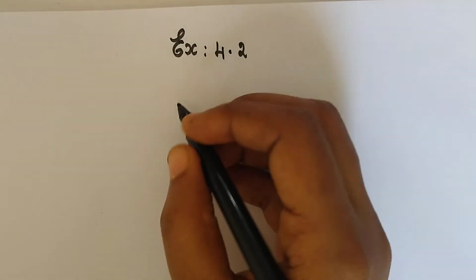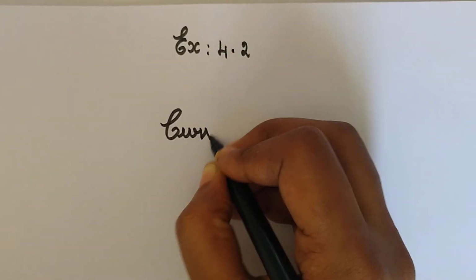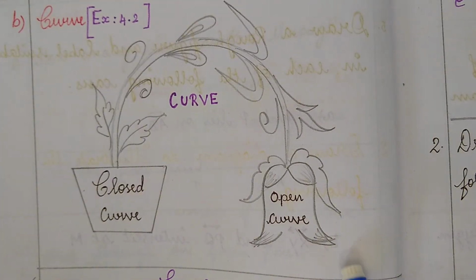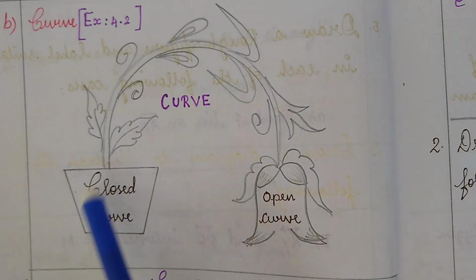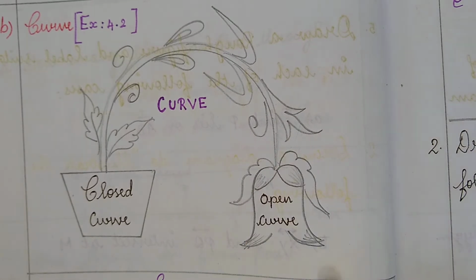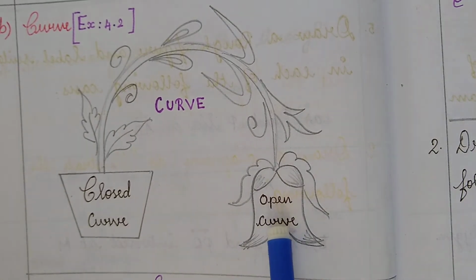First let's see the curve. What do we mean by curve? A curve is an object similar to a line which does not have to be straight, that is, a curved line. This is a curve. It has two types: one is closed curve, another one is open curve.